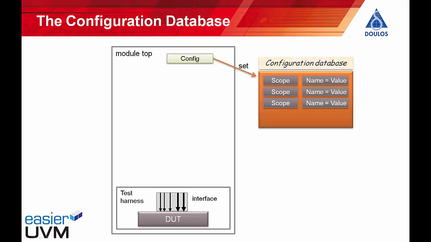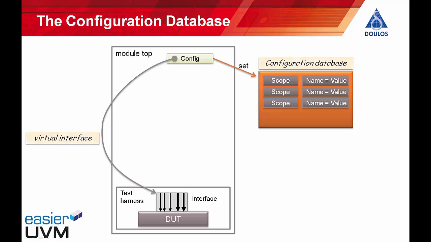The configuration database itself just contains a set of triplets where each triplet consists of a scope string, a name, and a value for a given parameter. Items are written into the configuration database by calling its set method. And one of the items that's typically written into the configuration database is a virtual interface. The virtual interface allows the class-based UVM verification environment to refer to interfaces in the module-based part of the SystemVerilog world. So typically a top-level module would set a virtual interface into the configuration database, as we can see here.